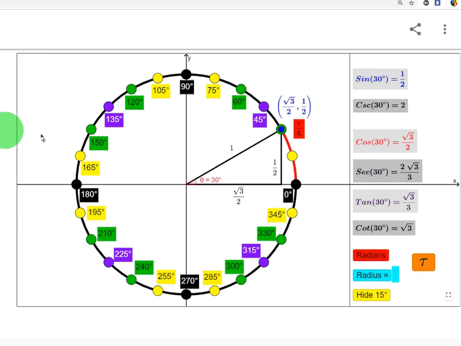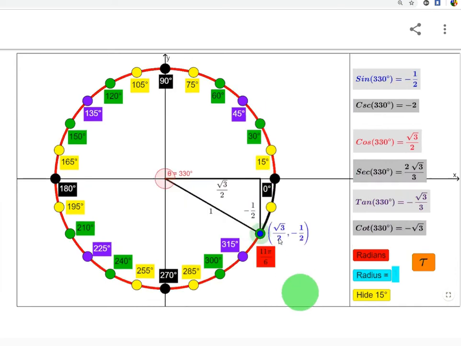Another pattern you will notice when studying the unit circle is what happens when you flip a triangle over the x-axis. For example, think about 30 degrees, or pi over 6. If we reflect this over the x-axis, we will end up at 330 degrees.